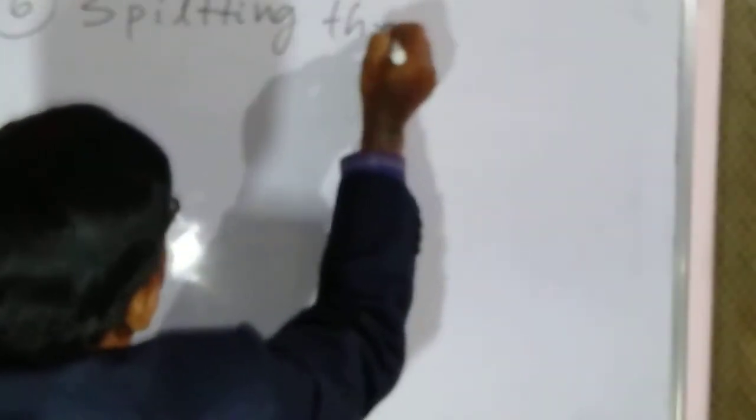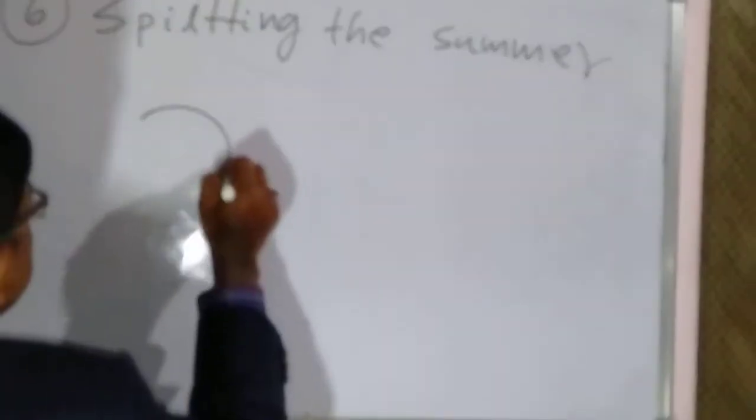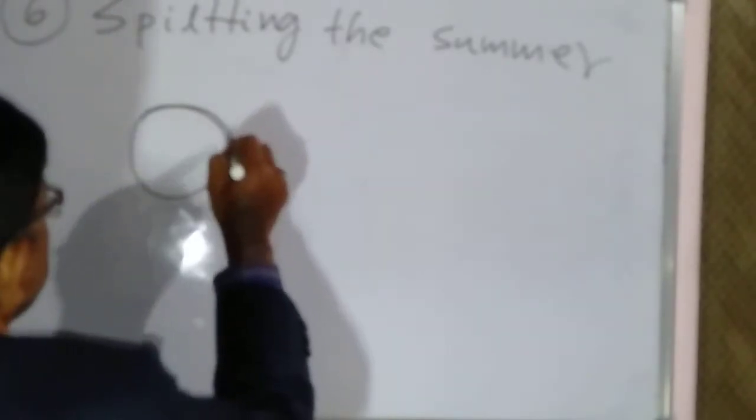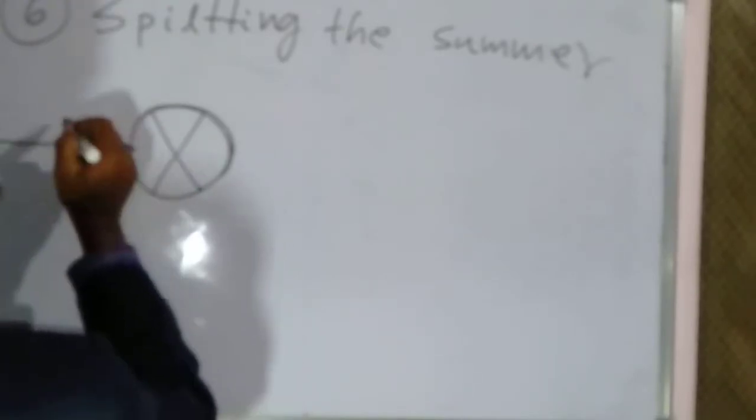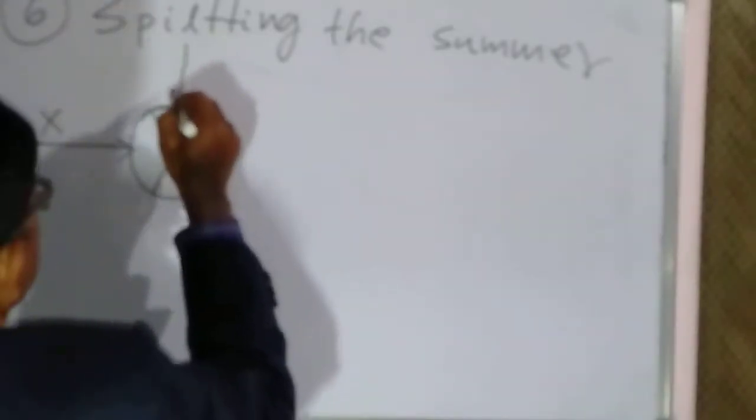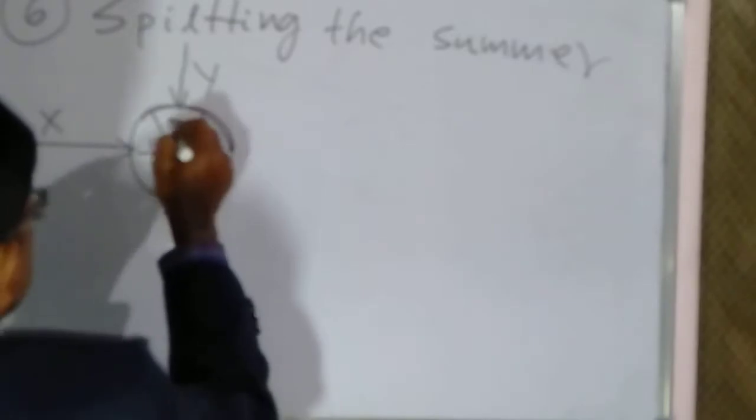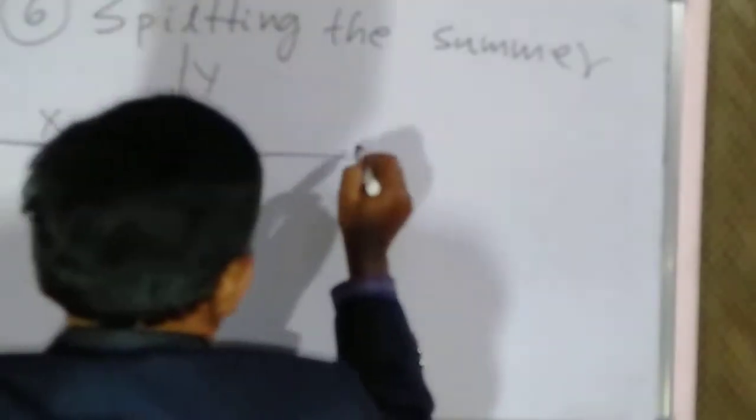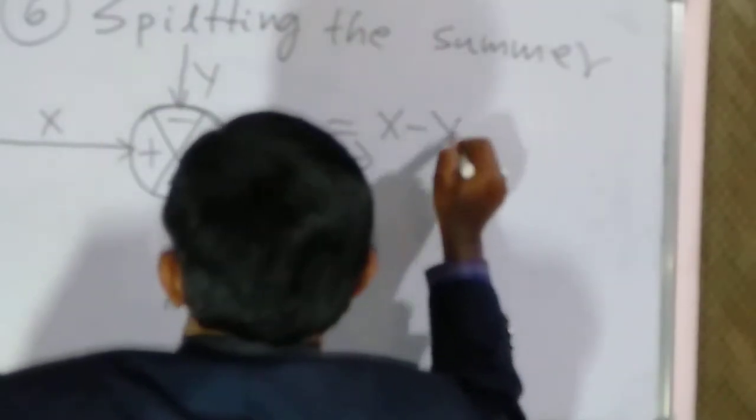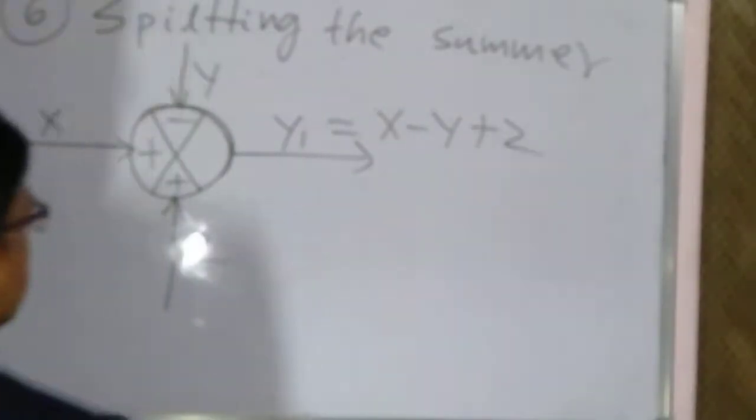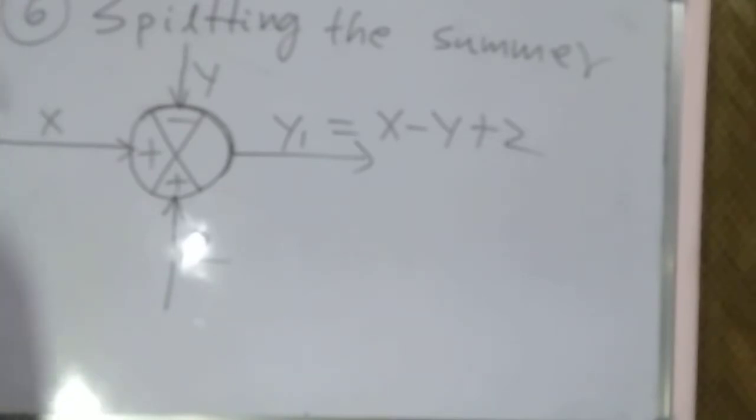Splitting the summer. We can split one summer into two summers. Let us assume that this is x, this is y and this is z, plus minus plus. So this will be y1 is equal to x minus y plus z. Now we can split this summer into two summers or three summers.